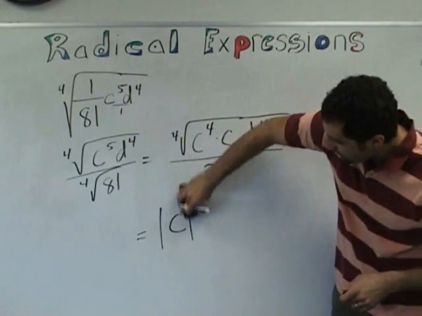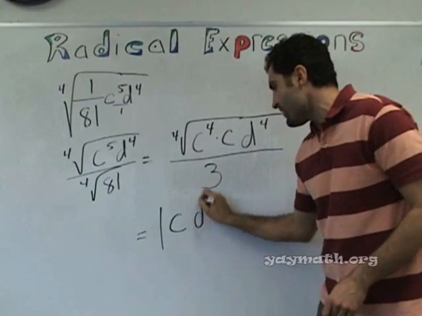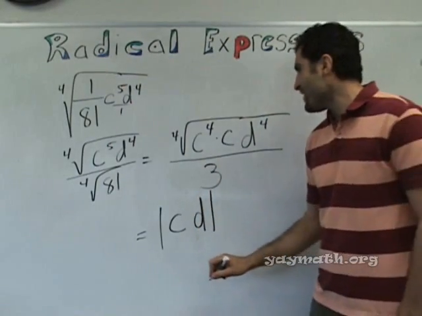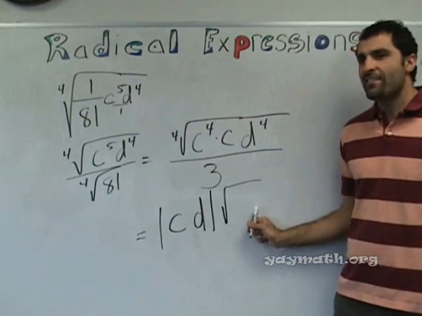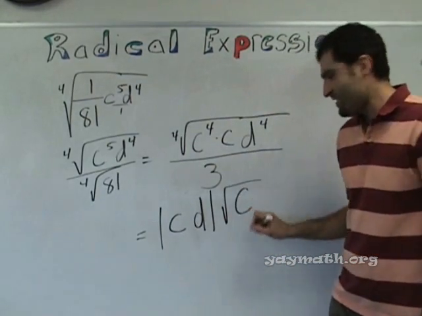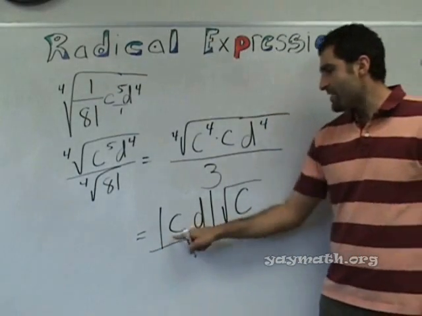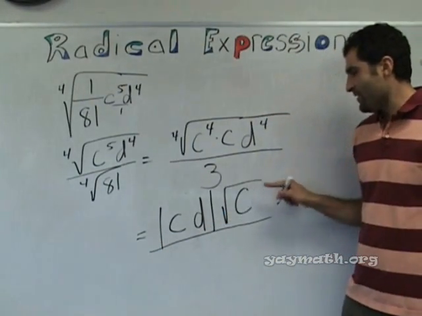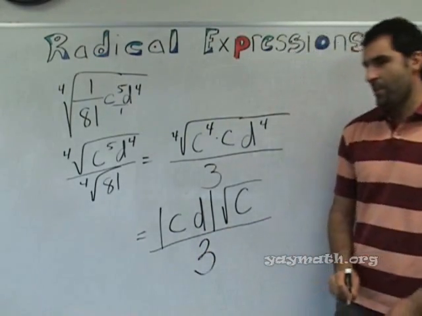So I closed it too soon. Very good. And what is still inside? D, 4th root of C, all over 3.